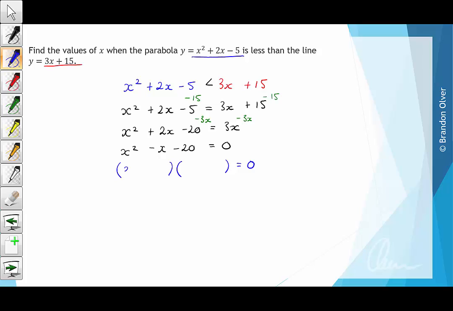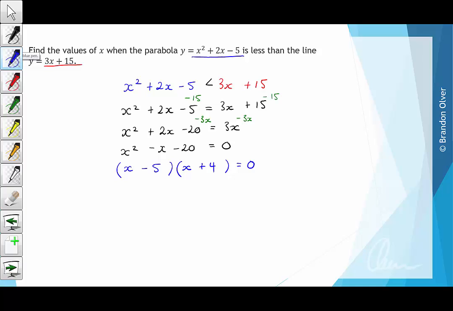So we need x here and x here, because that will expand to give x squared. And then we want to find two numbers such that they multiply together to give negative 20 and add together to give negative 1. So two numbers that multiply together to give negative 20 are negative 5 and positive 4. So when we put those numbers in, we get the expansion x squared minus 5x plus 4x minus 20, and obviously the minus 5x and the plus 4x combine to give just negative x.